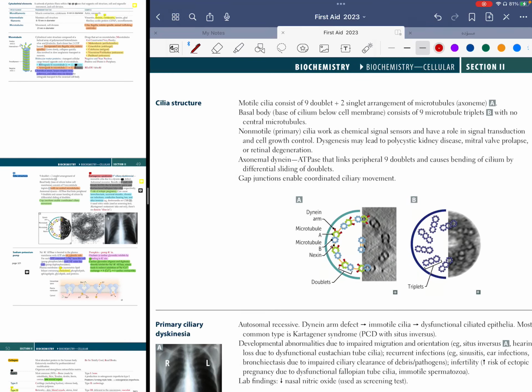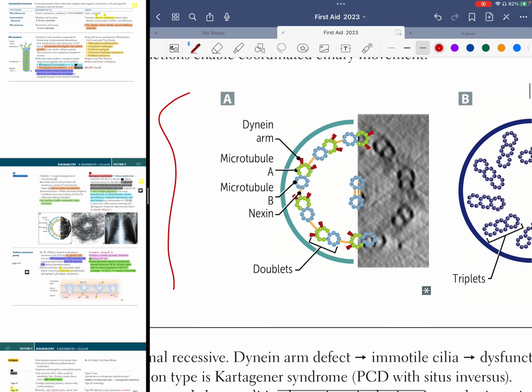The structure of the motile cilia, the cilia that do move, consists of two main parts: nine duplets and two singlets. It's all about the arrangement of microtubules. All of these are just microtubules, but it's how they are arranged together. For example, if we have two different rings over here, then that's a duplet. So we have nine of those duplets, one, two, three, four, and so on until the end, and we have two singlets.